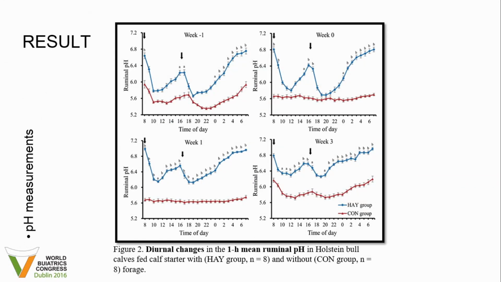This line graph represents diurnal changes in the 1-hour mean ruminal pH. The horizontal line represents time of day, and these arrows represent feeding time over the day. The 1-hour mean ruminal pH was also significantly higher in the hay group, and diurnal changes in the ruminal pH were identified in the hay group throughout the study. However, they were not observed at 0 and 1 week after weaning in the corn group.